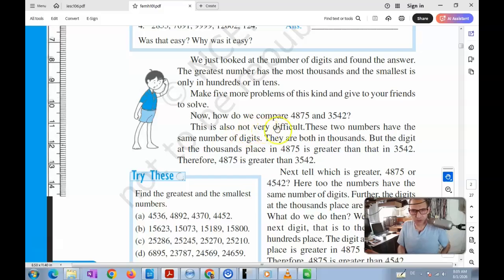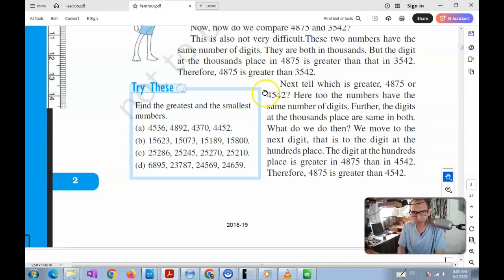And this is also not very difficult. These two numbers have the same number of digits. They are both in thousands, but the digit at the thousands place in 4,975 is greater than that in 3,542, meaning that essentially the digit in the thousands place value, which is 4, is greater than the digit in the thousands place value, which is 3 here, right? And as a result, this number is greater than this number.